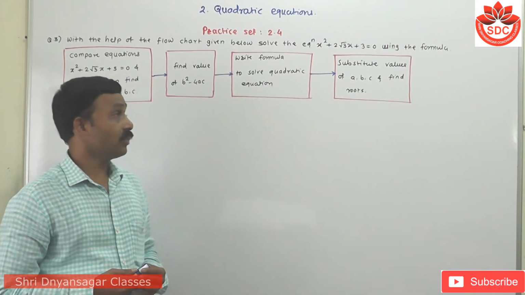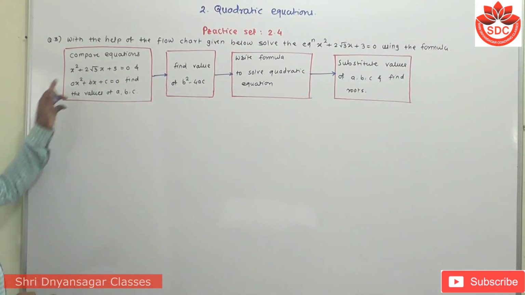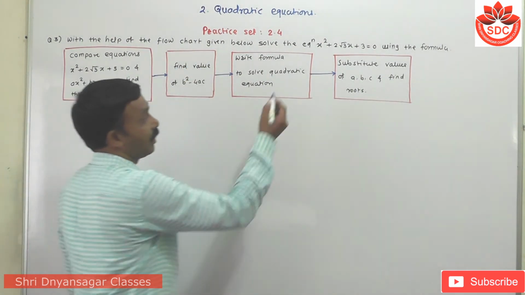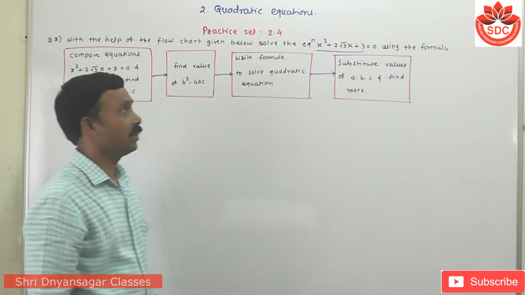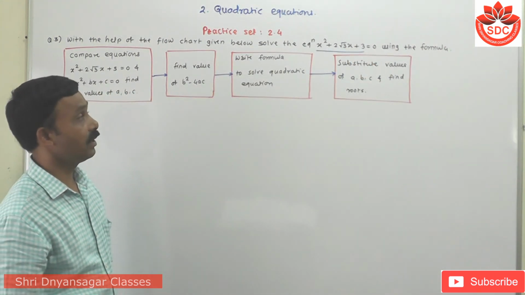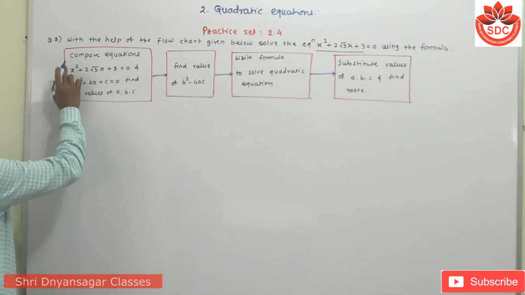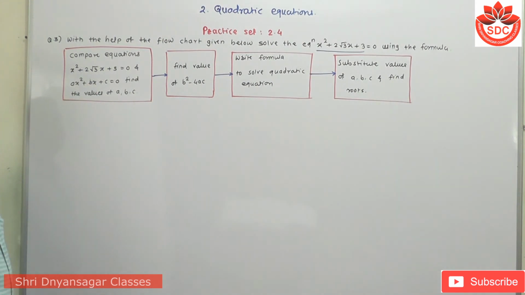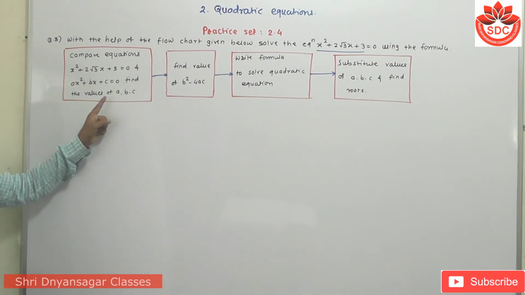Now let's see the last question of practice set 2.4, question number 3. With the help of the flow chart given below, solve the equation given here, x square plus 2 root 3 x plus 3 is equal to 0 using the formula. Here an activity is given: compare the equation x square plus 2 root 3 x plus 3 is equal to 0 and ax square plus bx plus c is equal to 0. Find the values of a, b, c.